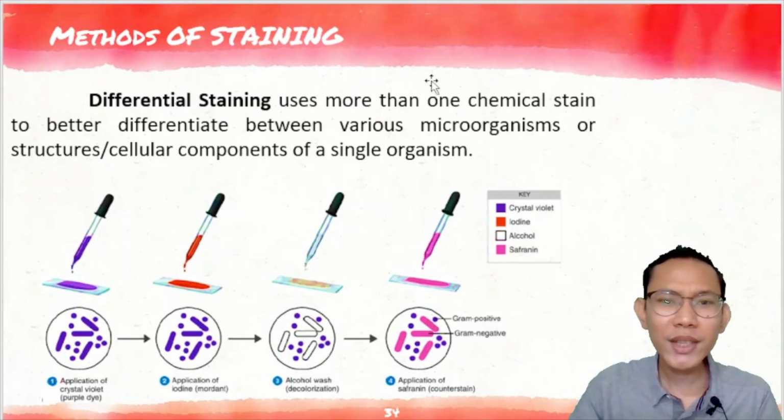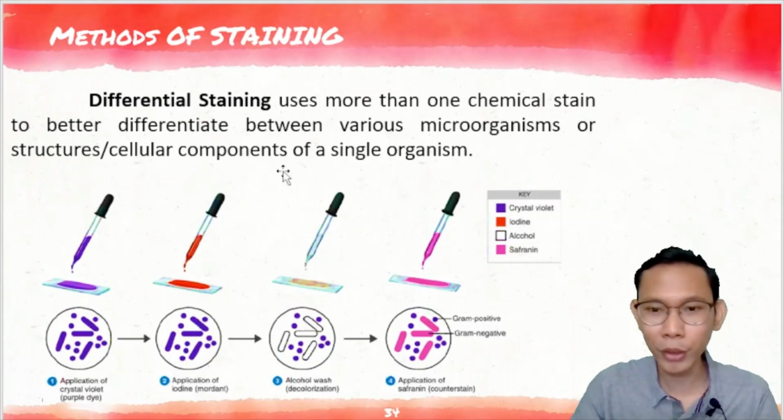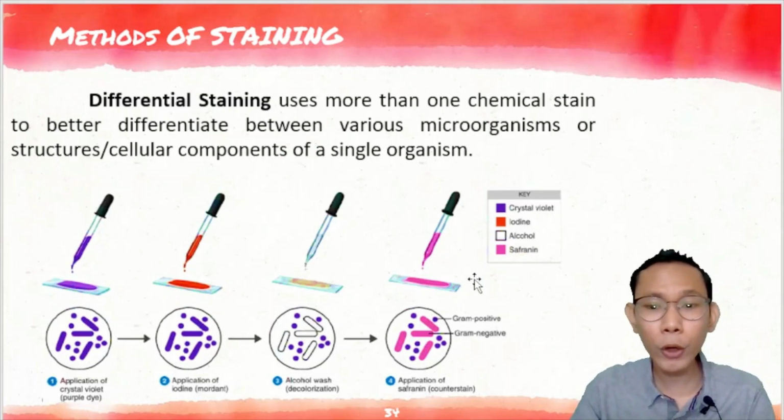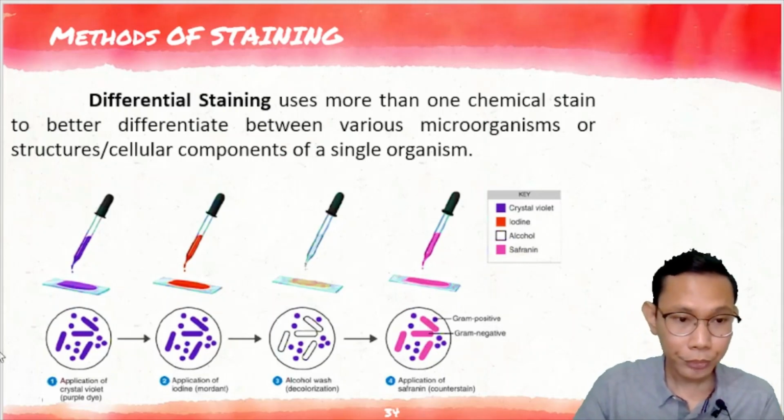So, your differential staining uses more than one chemical stain to better differentiate between various microorganisms or structures or cellular components of a single organism. Again, this is the concept that I discussed to you a while ago. Bakit differential, Doc? Because we will be able to identify various microorganisms or structures sa ating tissue sample. For this part, we will be able to identify whether gram-positive or gram-negative.